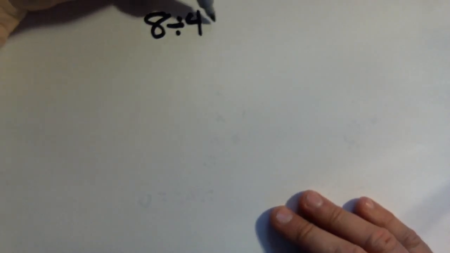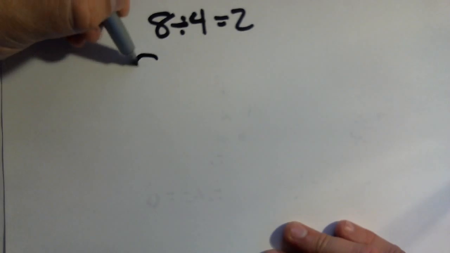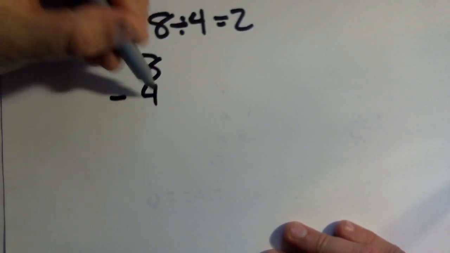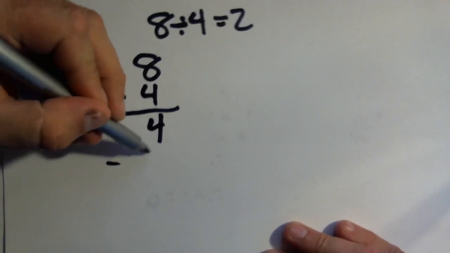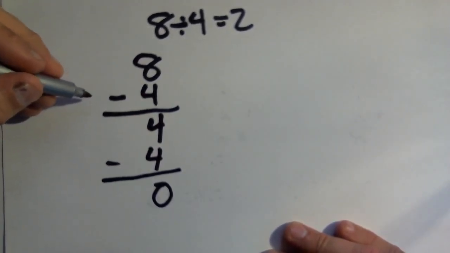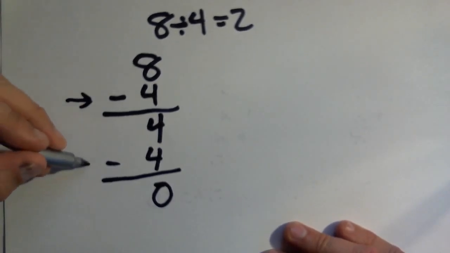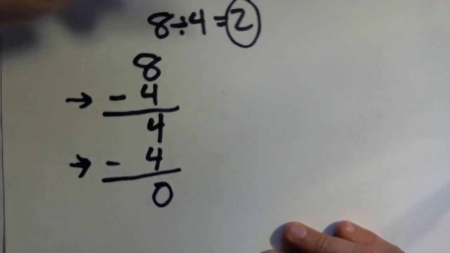So let's take the original problem that we had on the other page. Let's say 8 divided by 4. Now we said that equals 2, but how come? So 8 subtract 4, that equals 4. Well, subtract another 4, subtract 4 again, that equals 0. We were able to subtract 4 once, twice. So that's where we get the 2 from.